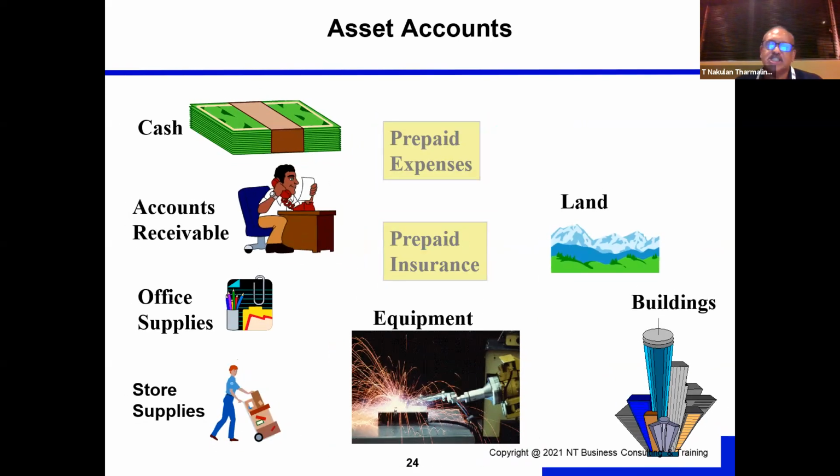These are all the assets you could have in your business. Cash is an asset. Accounts receivable is the money you have billed your client or customer, which your client owes you, and it is known as receivable. You have office supplies, store supplies. If you buy equipment, computers for your business, or if you have a building or land used in your business, or you have prepaid expenses in advance, all these are assets, all right? Any questions on assets?